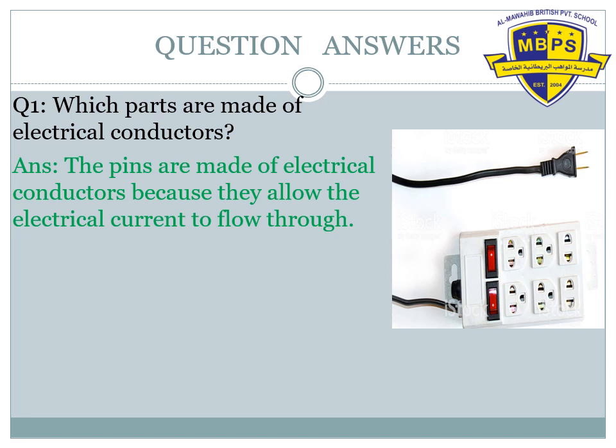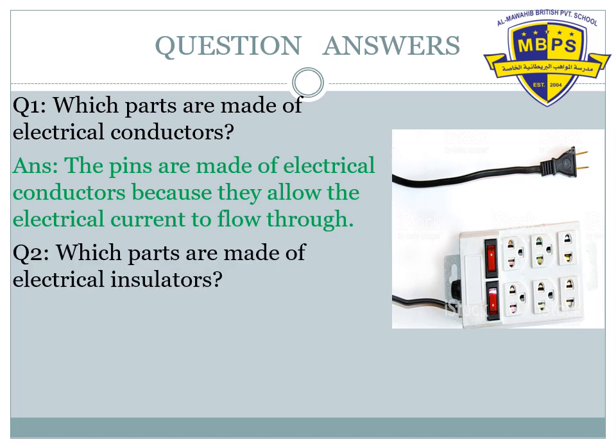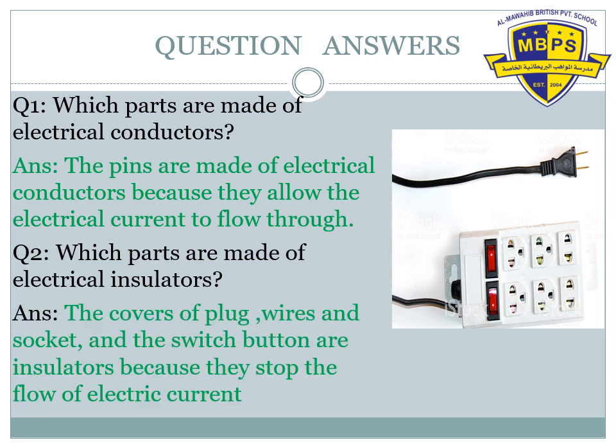Good. Question number 2. Which parts are made of electrical insulators? Now, according to you, which parts are electrical insulators? The switchboard covering, right? The covers of the plug and the socket and the wire and the switchboards are insulators because they stop the electrical current. Wherever we touch somewhere else, you're not going to have electrical current there. Only on the tip of the wire's plug.